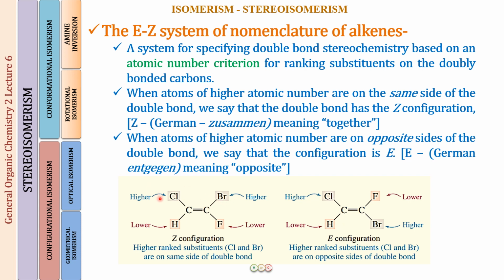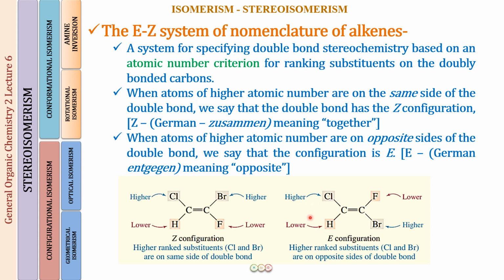So now you can see that both of these, chlorine and bromine, are our groups of higher priority, because they have a higher atomic number. And now because they are on the same side of the carbon-carbon double bond, this is going to be a Z configuration.